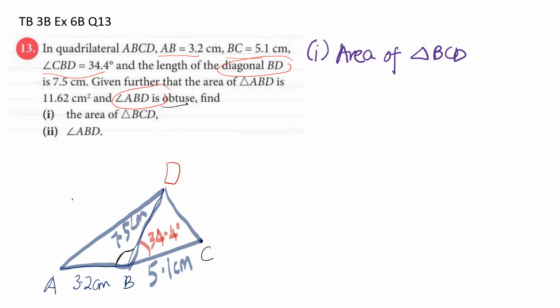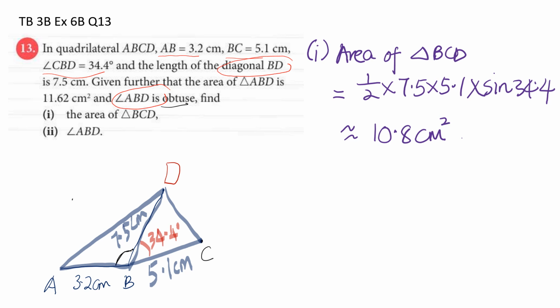Right, so this question is challenging in the sense that you just need to draw accurate representations of the diagram asked in the question, and then you should be able to solve it. For the area of triangle BCD, you're given two sides already, 5.1 and 7.5. You're also given the included angle, 34.4. So we can just use half times 7.5 times 5.1 times sine 34.4. That gives you 10.8 centimeters squared. So that's part 1.